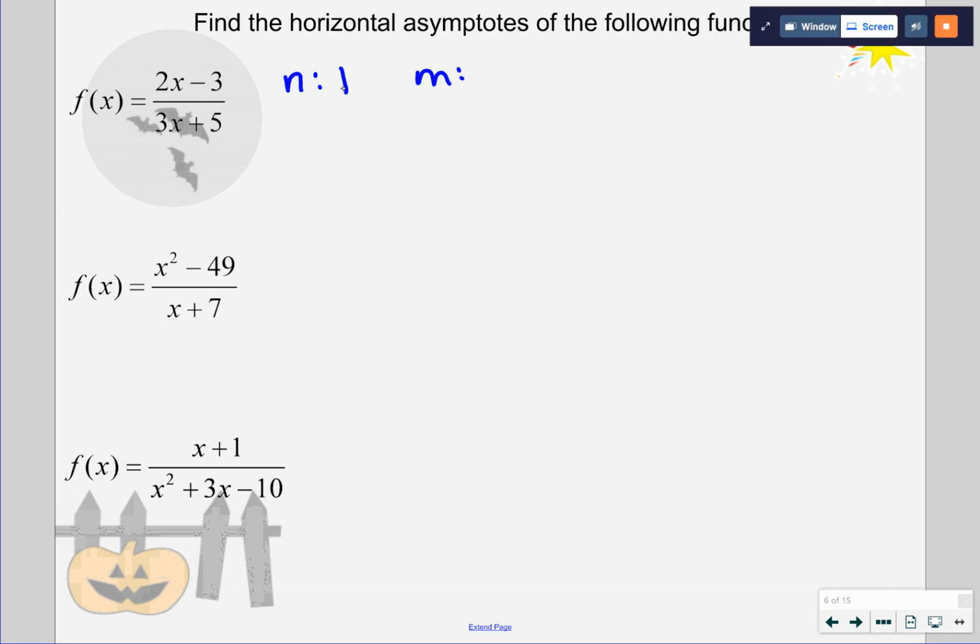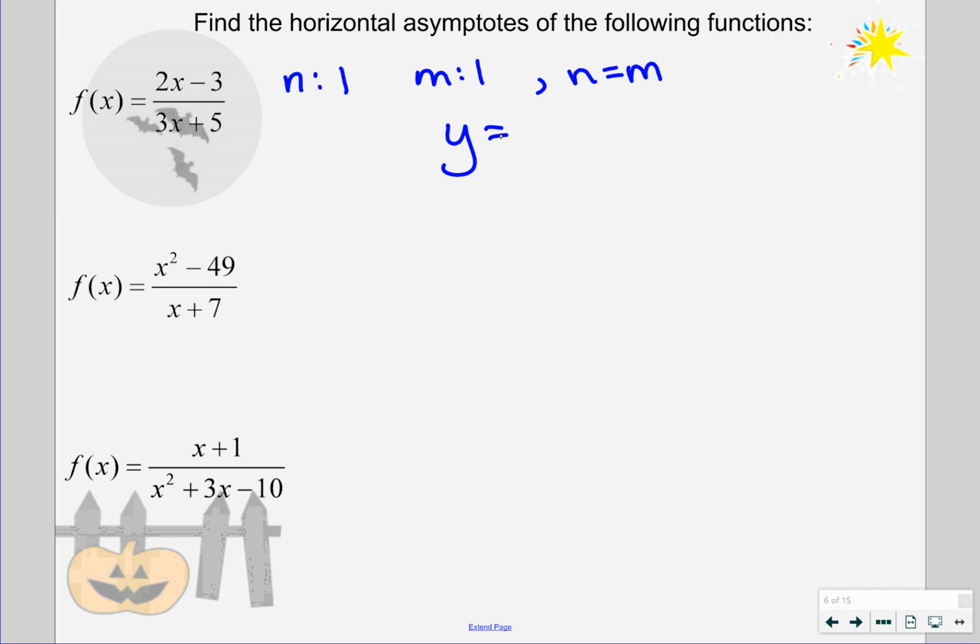1. And m is the degree of the denominator. What's the highest power in the denominator? Also 1. So n equals m in this case. If n equals m, the horizontal asymptote is y equals, and it's an equation of a line that we're writing, so again, the y equals is going to be really important. If you don't put it there, you lose a point. y equals, and then we divide the leading coefficients. The leading coefficient in the numerator is 2. The leading coefficient in the denominator is 3, and that doesn't reduce, so that's our answer.